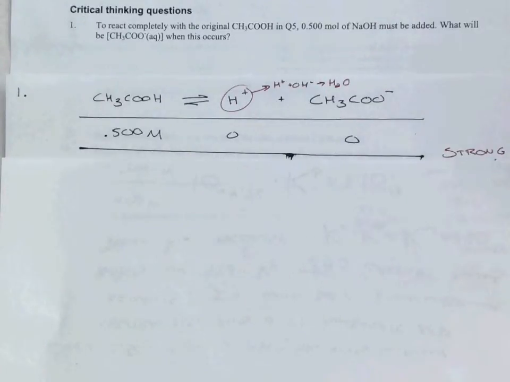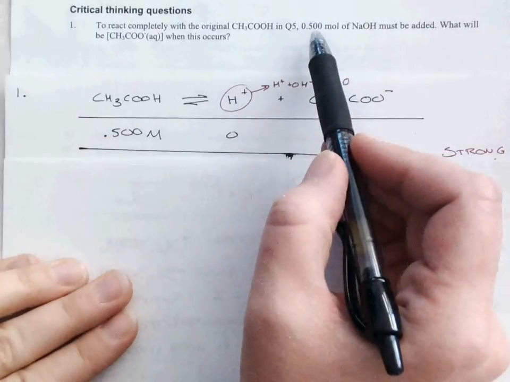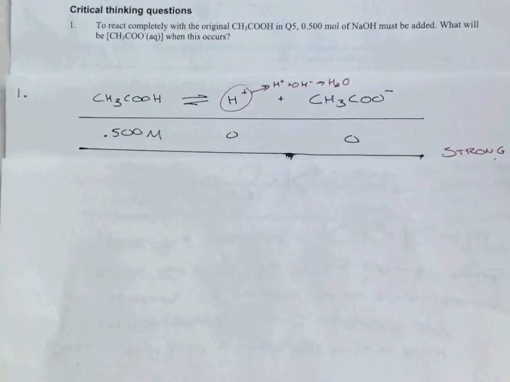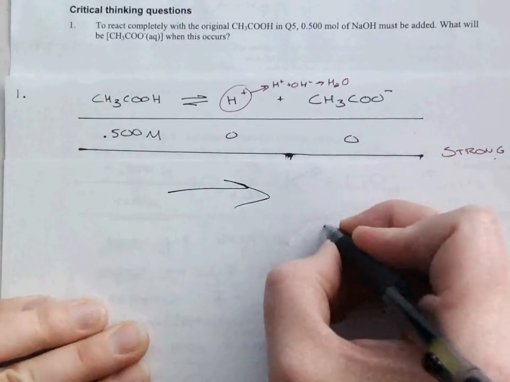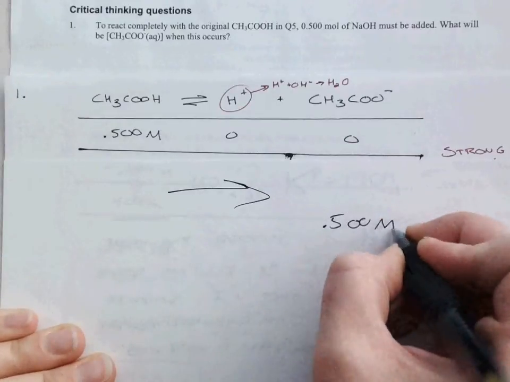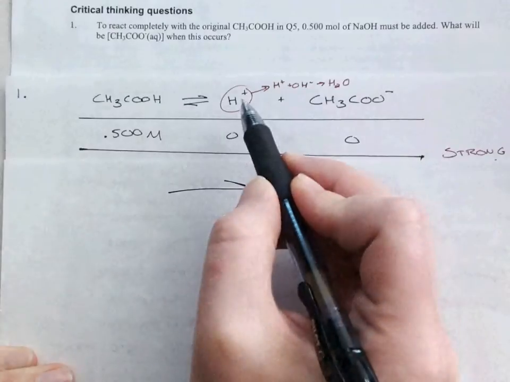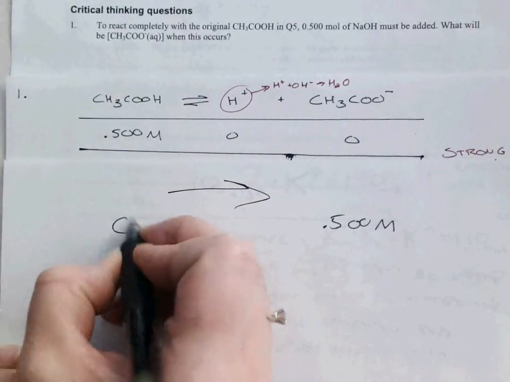Okay, on to the back of the worksheet. Now, in the last column of that chart, they added 0.5 moles of NaOH as strong base. That would have completely neutralized our acid. It would have shifted the equilibrium all the way to the right. So in theory, this would go all the way to the right. We'd end up with 0.5 molarity of our acetate ion. All the H pluses would have been robbed by the OH minuses, and the acid would be 0.